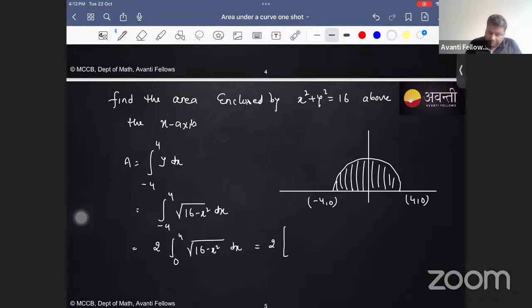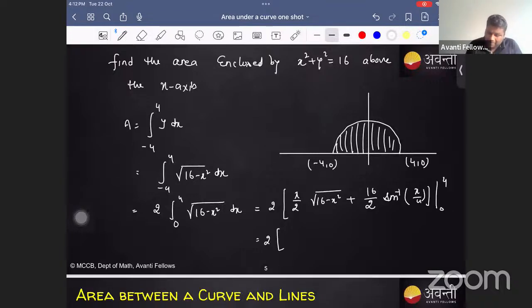Now we have this formula, that is x by 2 under root of 16 minus x square plus a square by 2, means 16 by 2, and this is in the denominator, then the formula is sine inverse of x by 4. Answer is from 0 to 4. Am I correct? Now, if you put the upper limit, this part will be 0. And another part will be 8 times sine inverse 1, that is pi by 2. Minus, if I put the lower limit, both will be 0. So answer is 8 pi, which it is already supposed to come.